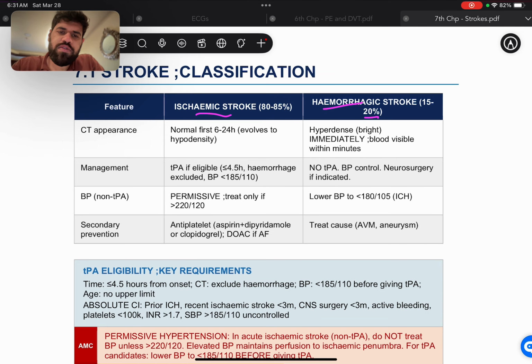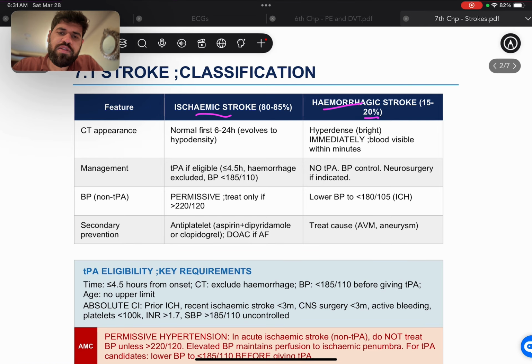Alright, now the CT appearance is going to be completely normal in the first 6 to 24 hours, and it evolves to hypodensity in ischemic stroke. Whereas for hemorrhagic stroke, we see it immediately. There's going to be blood visible within minutes.